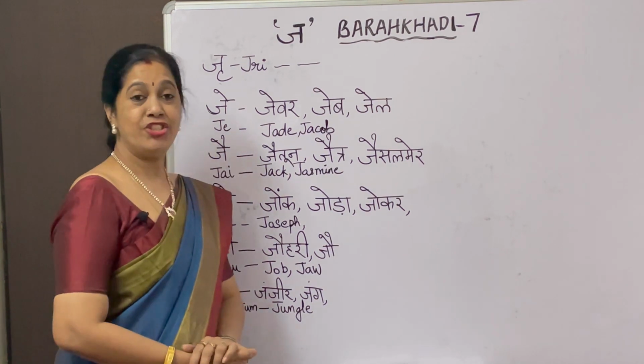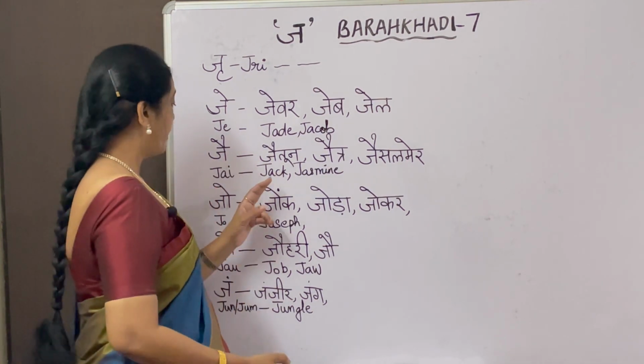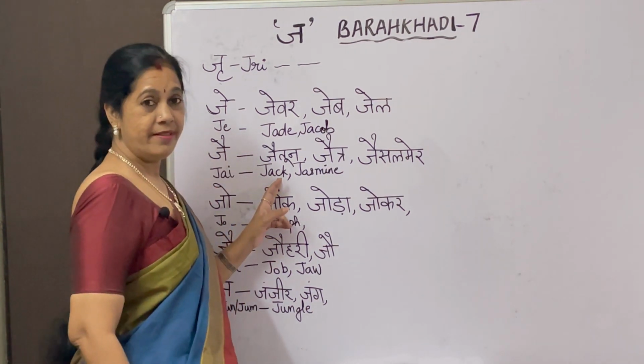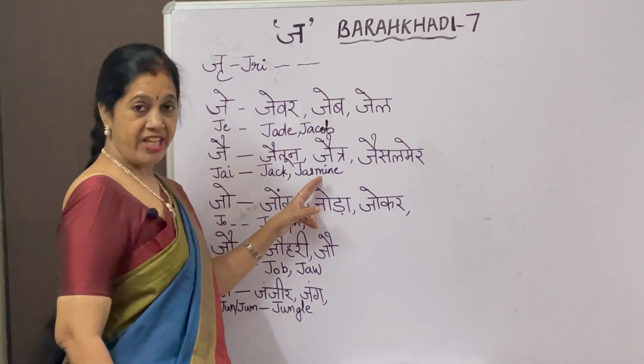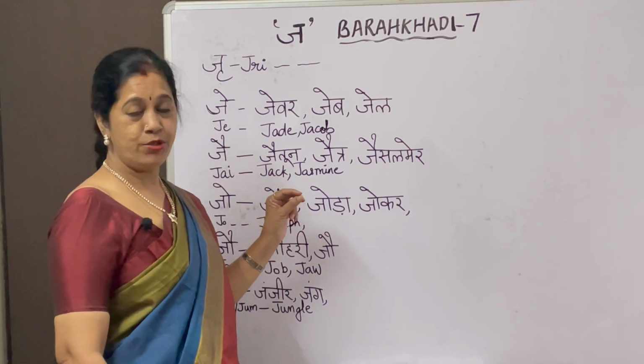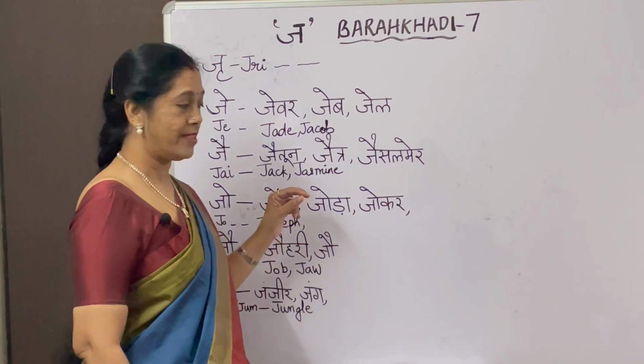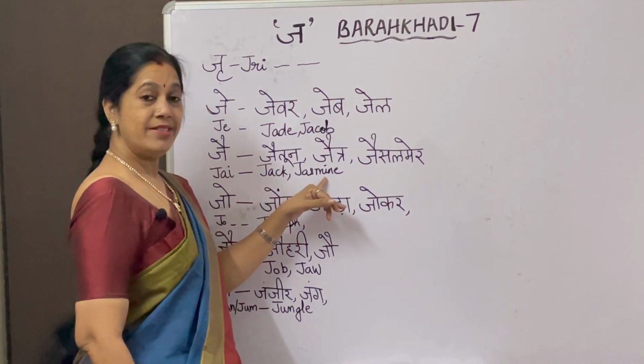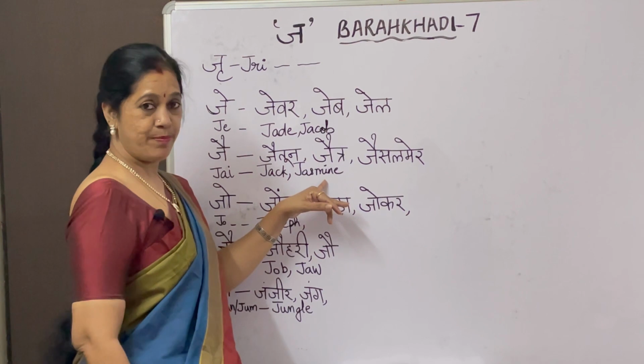The next one, Ja. Okay, Ja. I've given here Jack, Jasmine. You don't say Jasmine the wrong way, you say Jasmine. So Jack, Ja, A, and Jasmine.